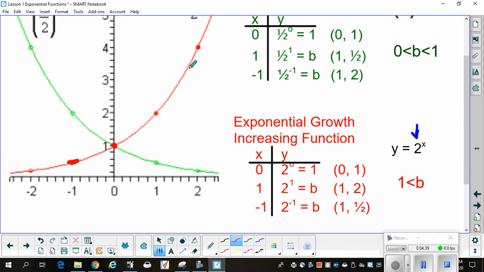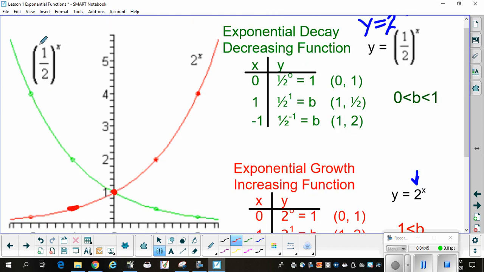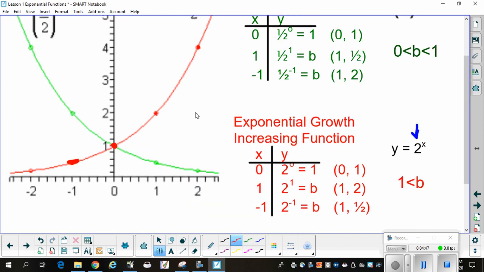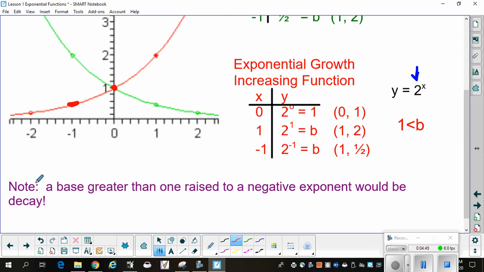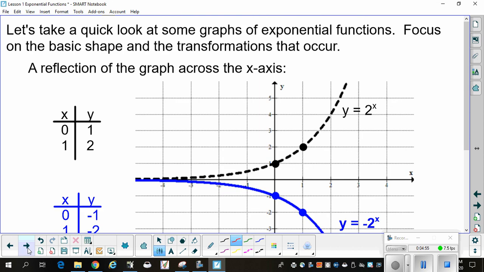Positive exponent, growth. Negative exponent, decay. And a negative exponent also causes that base to be 1 over, or a fraction between 0 and 1. Note, a base greater than 1 raised to a negative exponent would be decay. Now, let's take a quick look at some graphs of exponential functions. Focus on the basic shape and the transformations that occur.